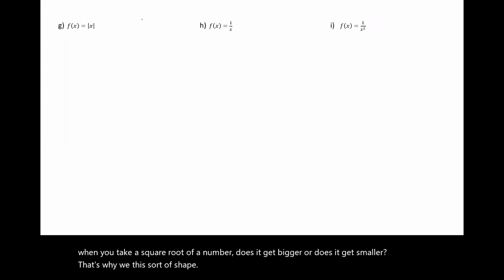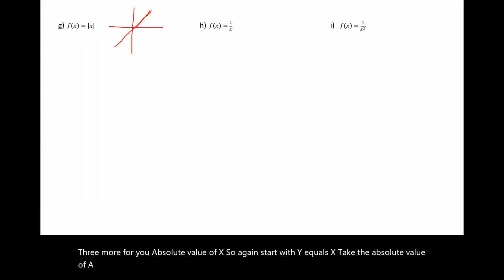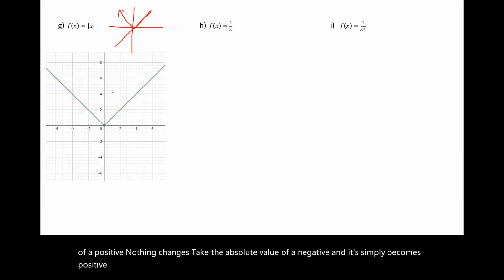Three more for you. Absolute value of x. So again, start with y equals x. Take the absolute value of a positive, nothing changes. Take the absolute value of a negative, and it simply becomes positive. So that's where the V shape comes from.